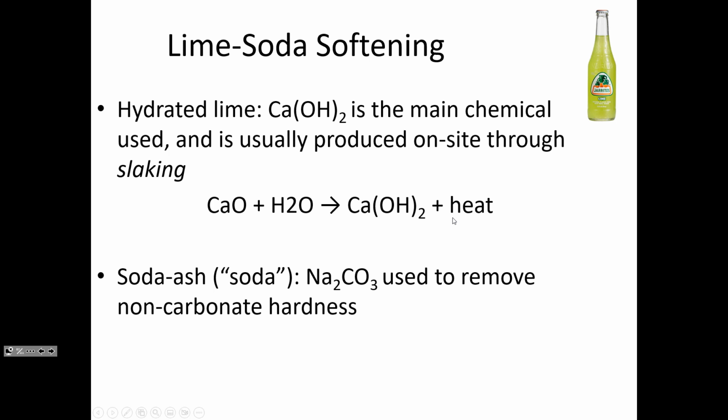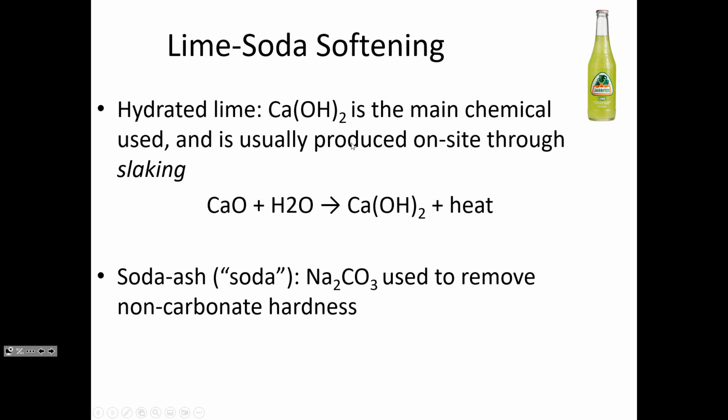And if we need to further reduce the hardness, but there's no more carbonate left, then soda, which is more expansively called soda ash, is added to provide the carbonate that could draw out the rest of the hardness after all the carbonate is used up. So we'll talk about the different phases and steps of the chemical reaction, but these are the two primary chemicals.